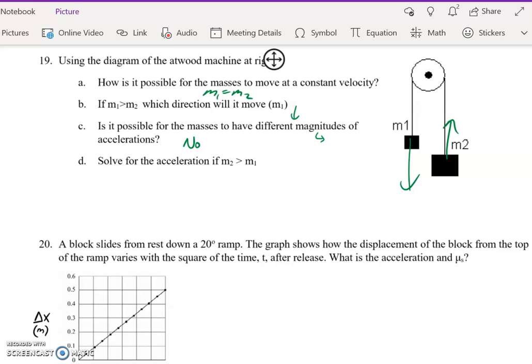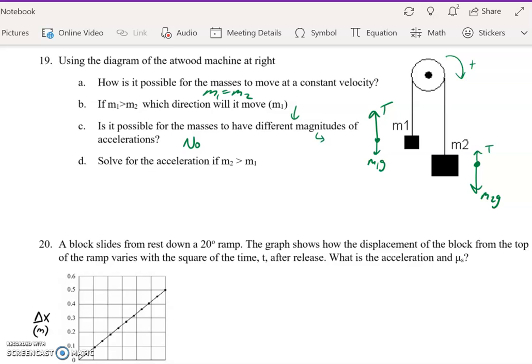Alright, finishing up number 19, we're going to solve for the acceleration if m2 is greater than m1. So I'm going to call clockwise the positive direction. So our force diagrams, you've got m2g going down, tension up, and then you've got m1g going down and tension going up.